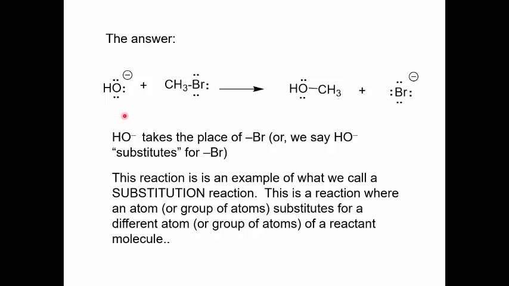Let's examine the change in structure that's occurred in this reaction. If you look, you can see hydroxide, one of the reactants, has come in and replaced the Br. The hydroxide takes the place of the Br, or we say hydroxide substitutes for Br in this reaction. This reaction is an example of what we call a substitution reaction.